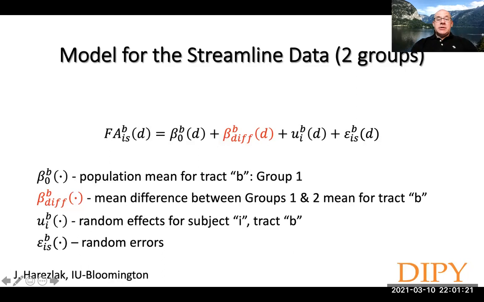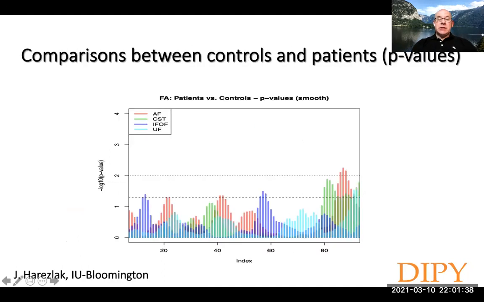So in this part of the lecture, I will summarize the results of our analysis where we compared two groups, and we used all the streamline data for all the disks and all the bundles. And as I mentioned, these results were published in the BUAN paper.